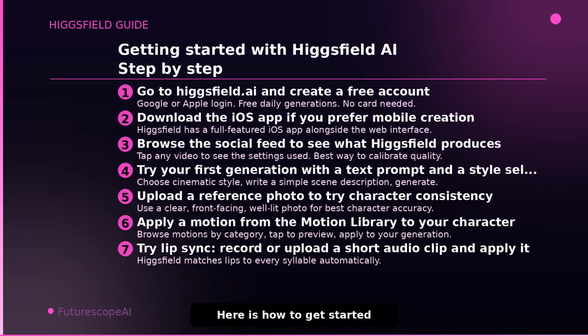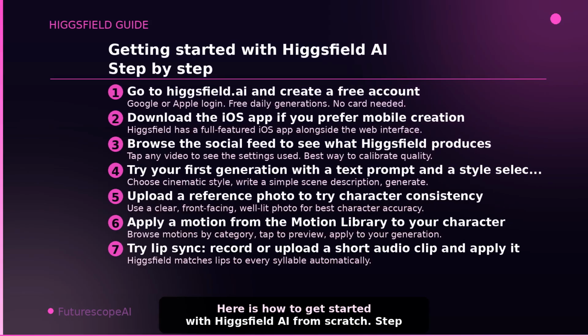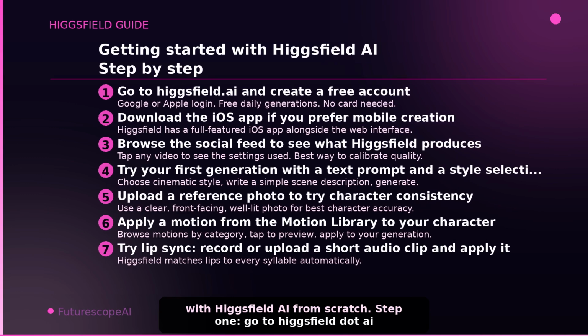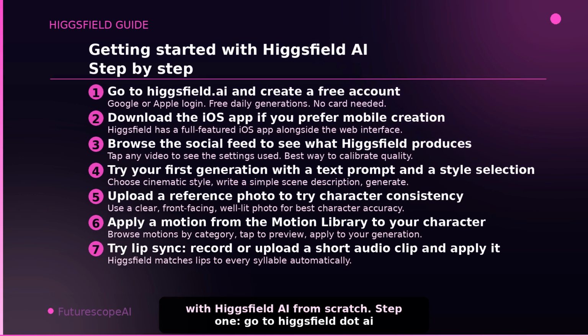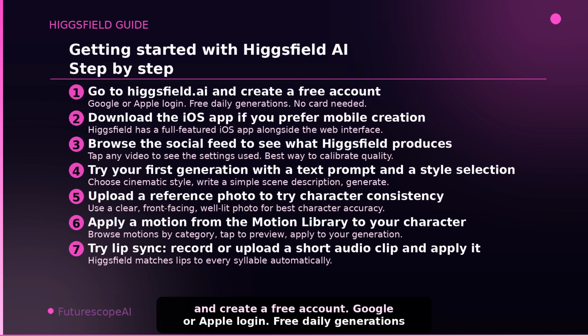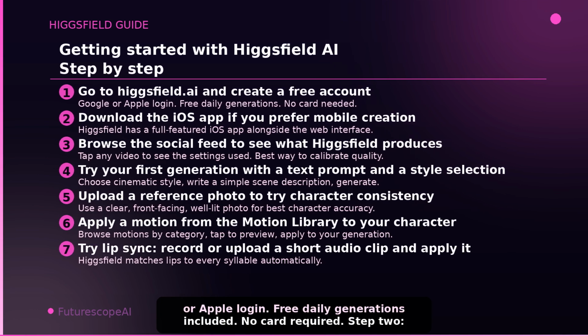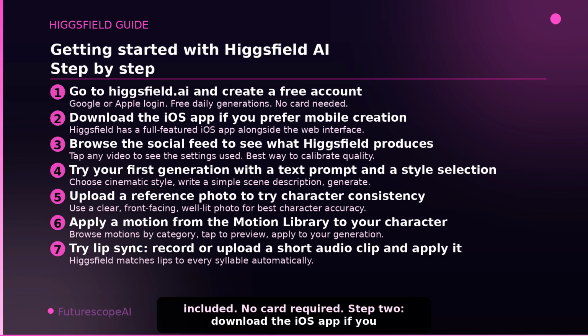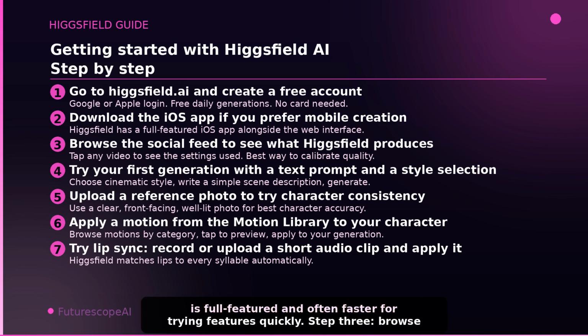Here is how to get started with Higgsfield AI from scratch. Step 1. Go to Higgsfield.ai and create a free account. Google or Apple login. Free daily generations included. No card required. Step 2. Download the iOS app if you prefer working on mobile. The app is full-featured and often faster for trying features quickly.